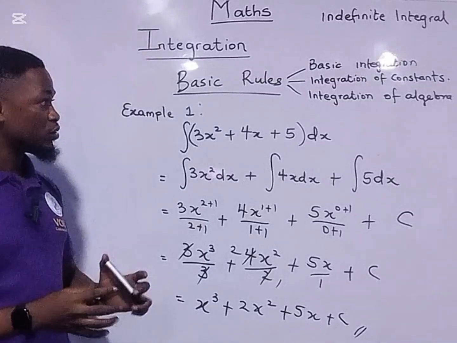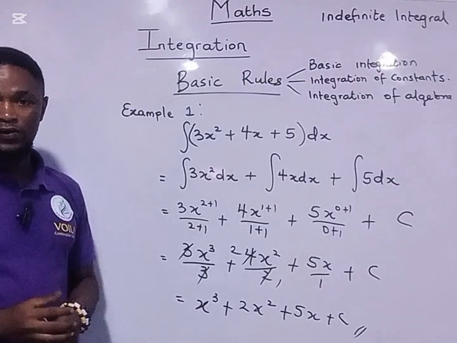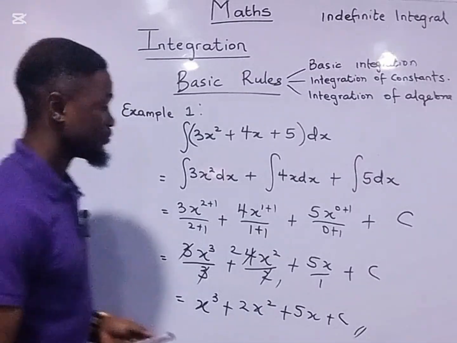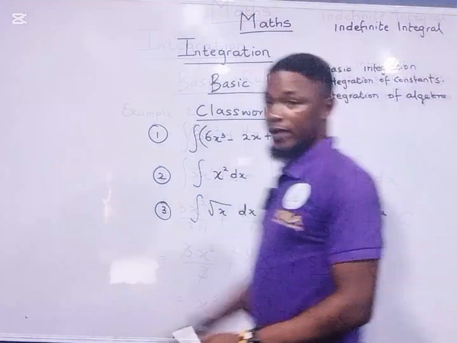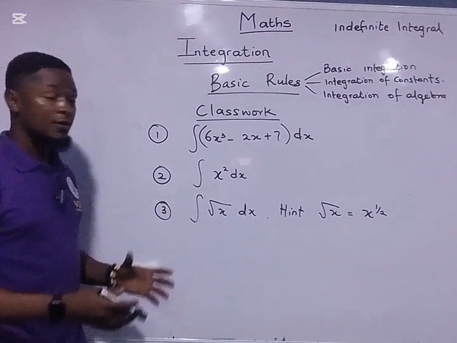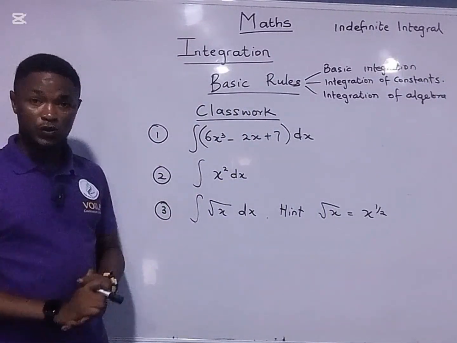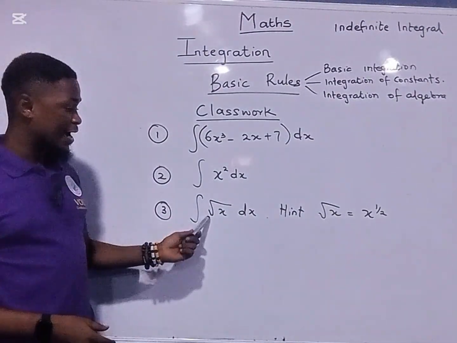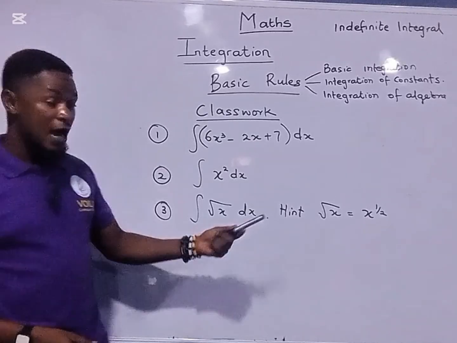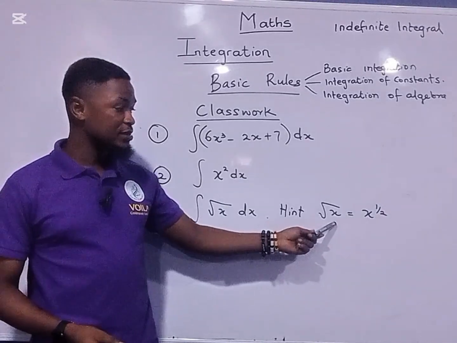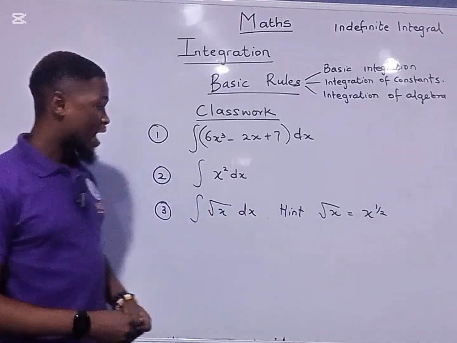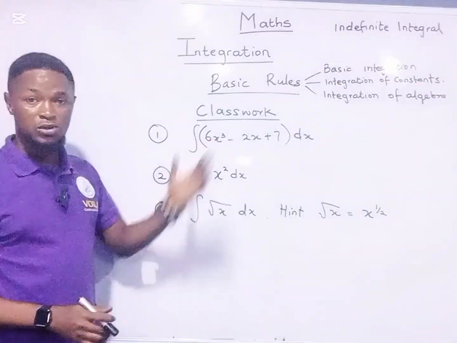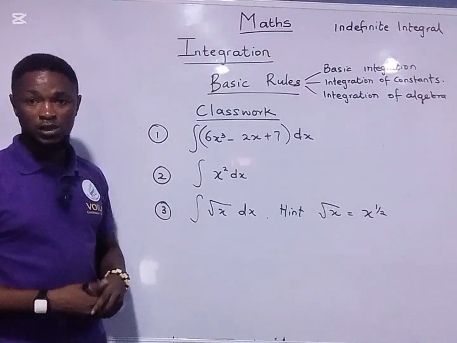Okay, so I'm going to give us a little classwork for us to do. Let's see if we can do them. All right, look at the board. You guys should try this one. Number 1, number 2, number 3, it should be easy. In number 3, I have square root of x, and according to the laws of indices, square root of x is x raised to the power of half. So please try these 3 and let's see whether you understand this introduction to integration.